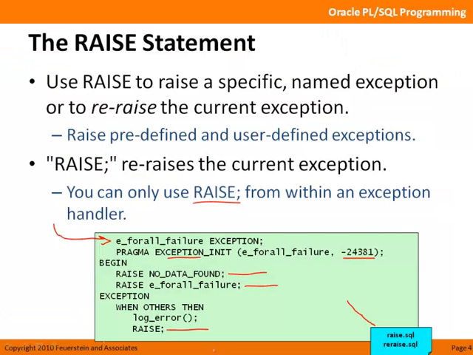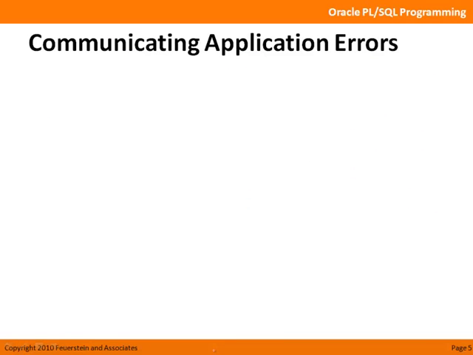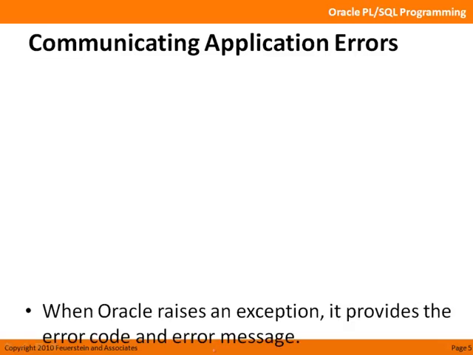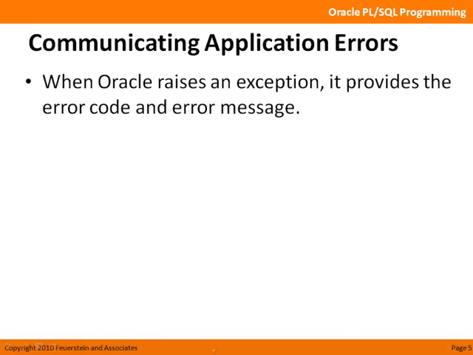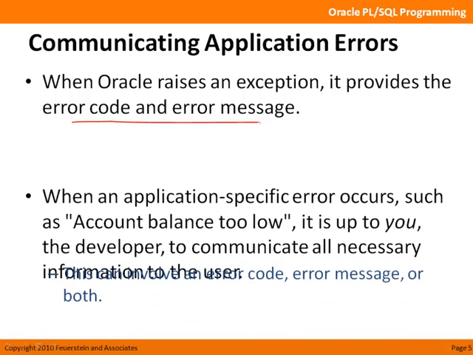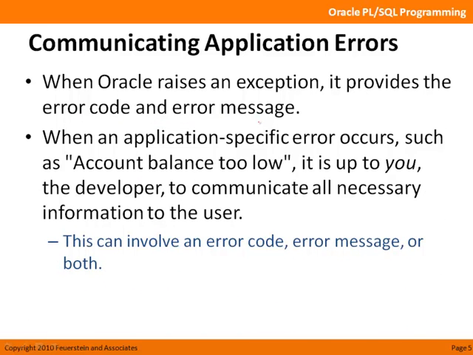Okay, so that's raise. Now let's take a look at communicating application-specific errors and the raise application error built-in. Obviously, when Oracle raises its own exception, it provides the error code and the error message. Unfortunately, that's not often good enough for us when we want to communicate back application-specific messages to our users. For example, suppose that an update is being made to an account, and the account balance has fallen below the minimum, let's say of 100.